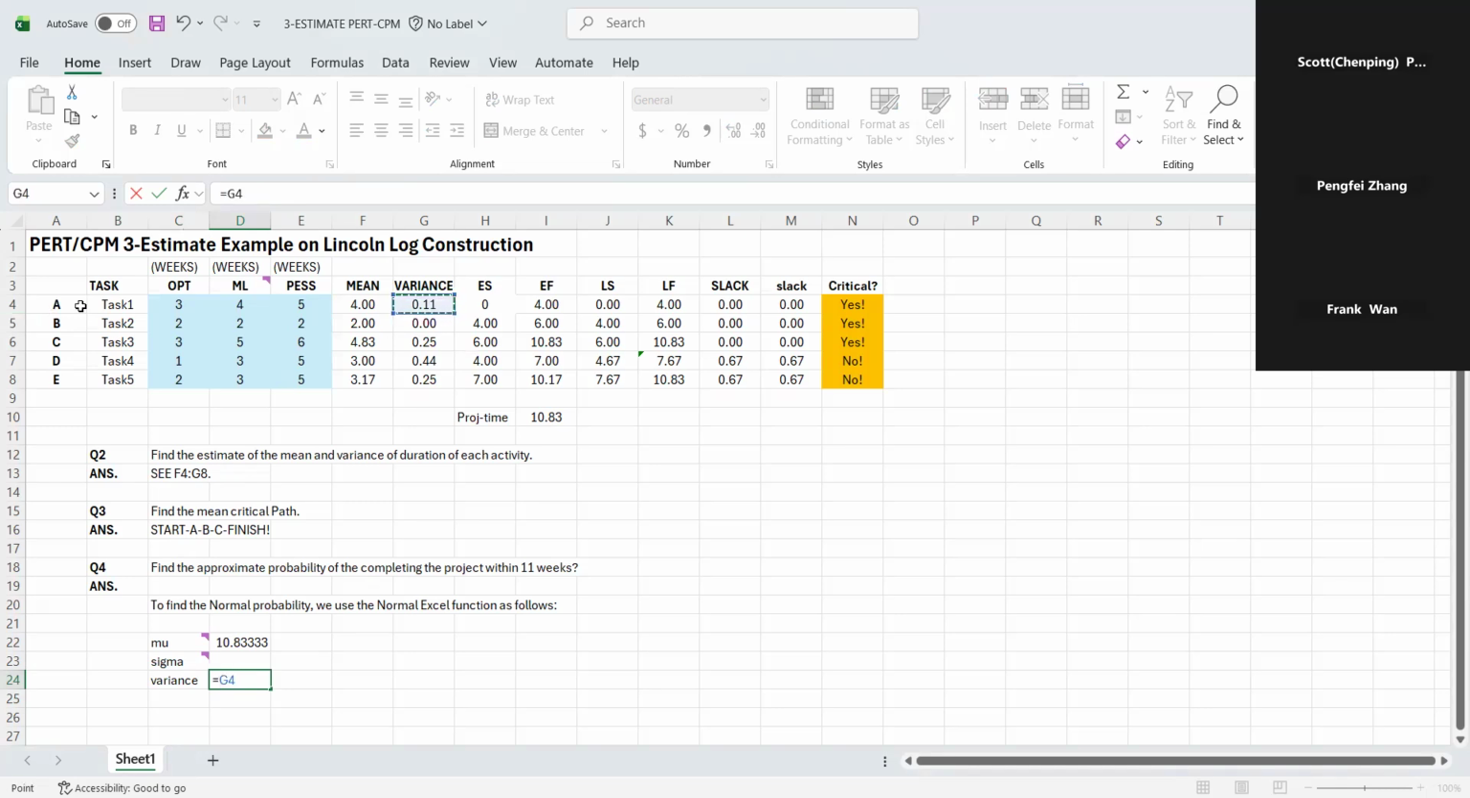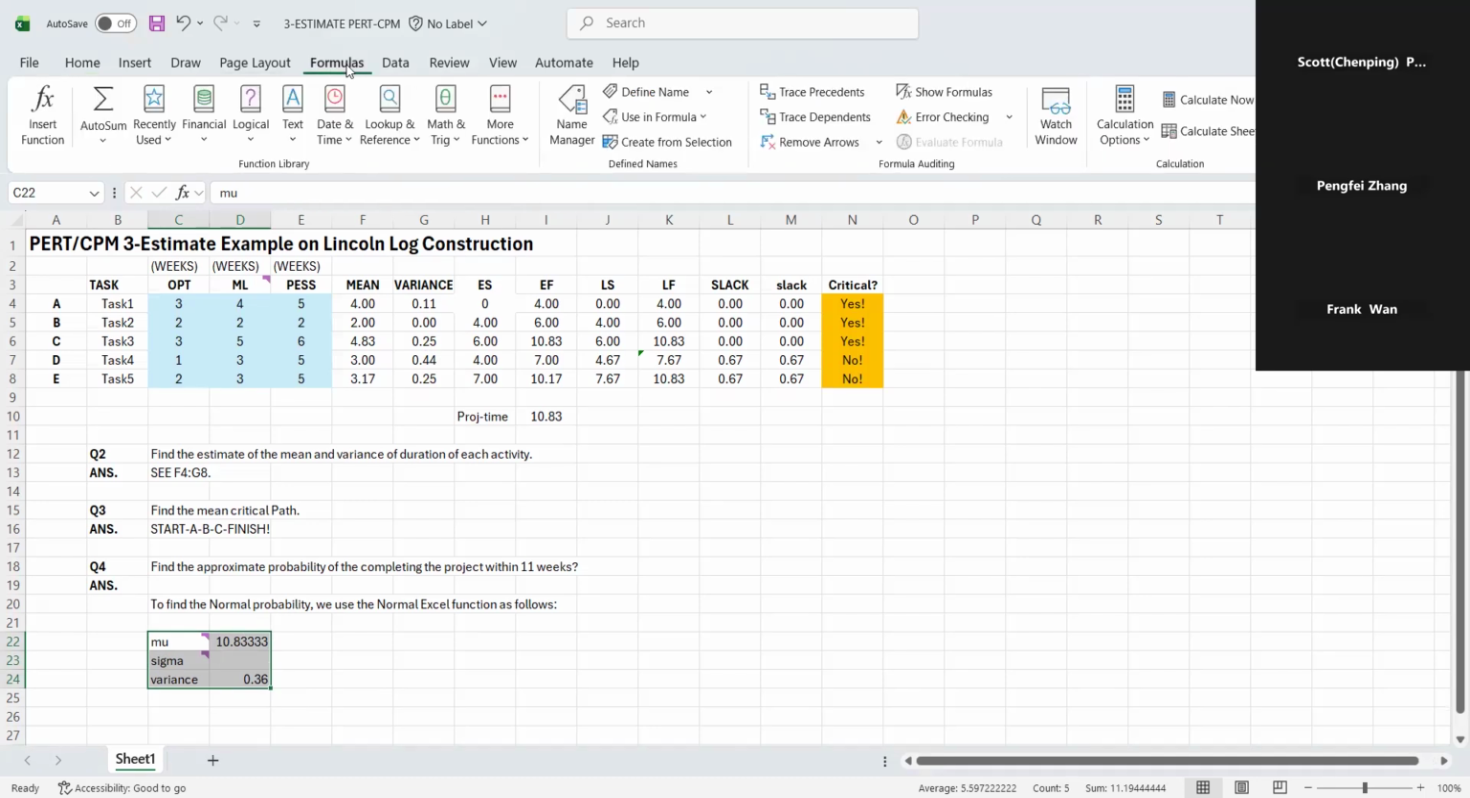The critical path is A, B, C, right? So the variance of A, if we assume they are independent, plus the variance of B, plus the variance of C. So that adds up to the variance of project completion time, which is 0.36. And standard deviation is the square root of the variance. Let me use range names.